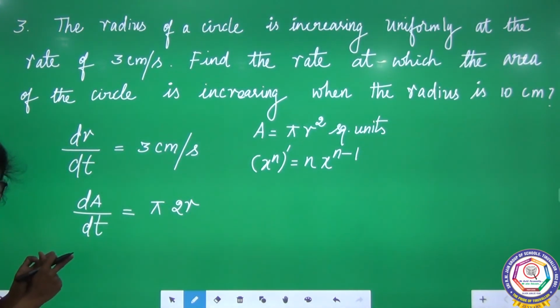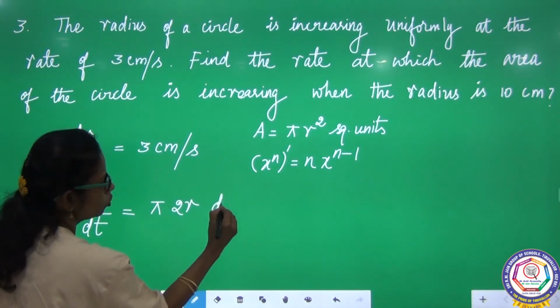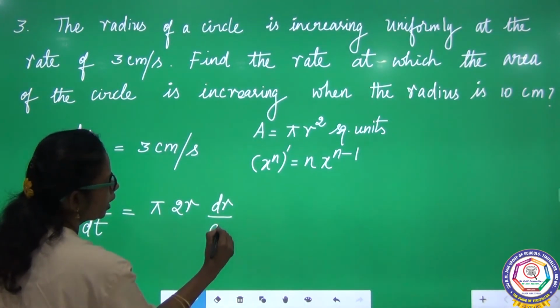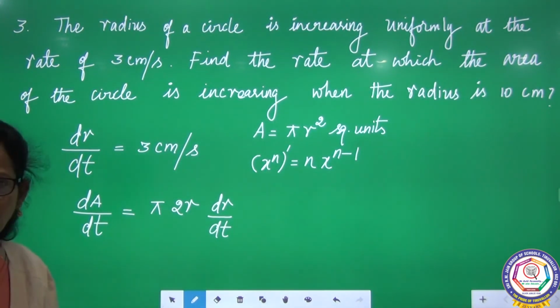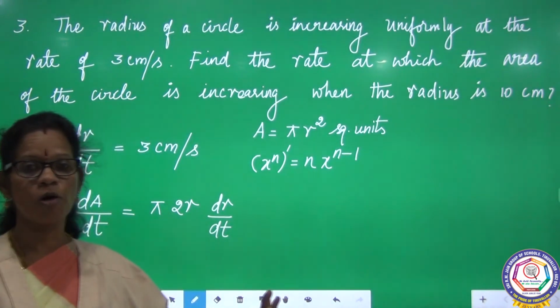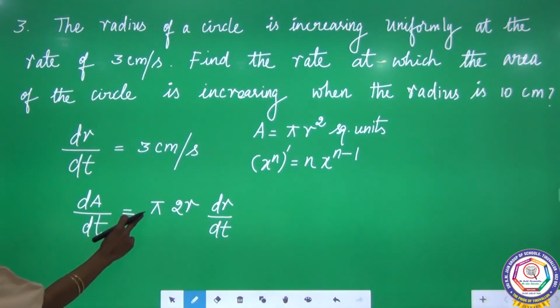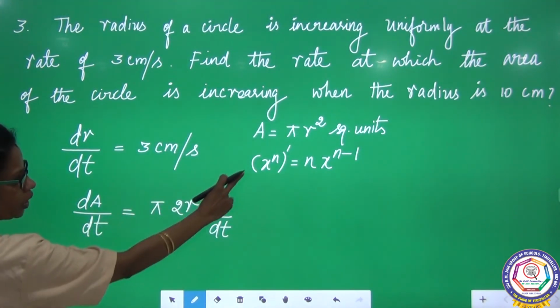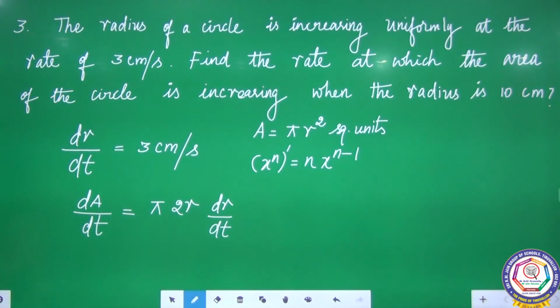Now I am going to differentiate pi r square with respect to time, I said. So r I am going to differentiate with respect to time, giving dr by dt. What variable I used on the left, the same thing I want to do on the right also. Then only the problem does not get disturbed, right? dA by dt equal to pi into r square, 2 into r power 2 minus 1. So 2r dr by dt.